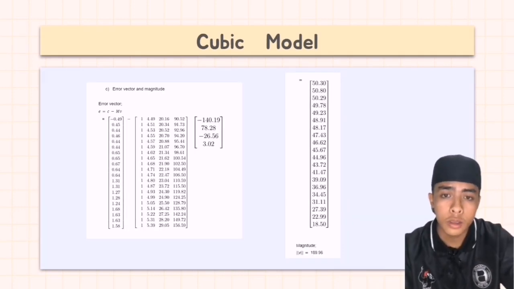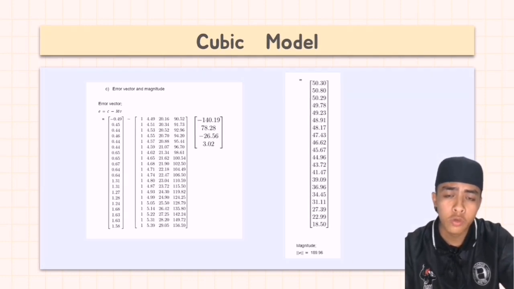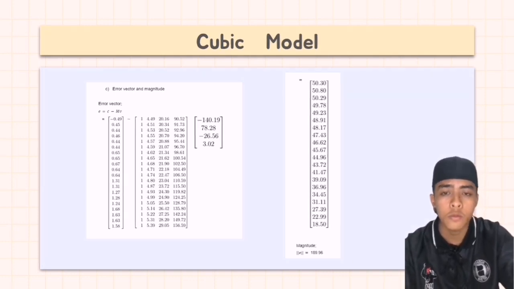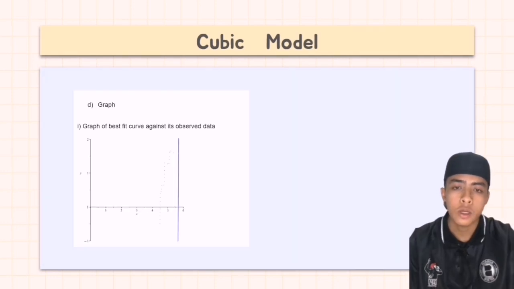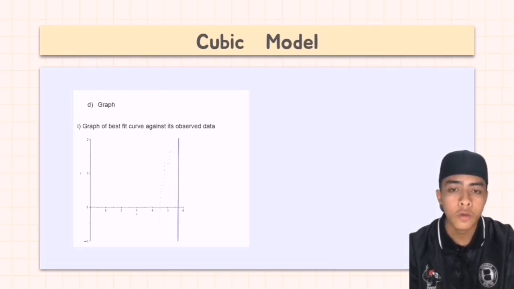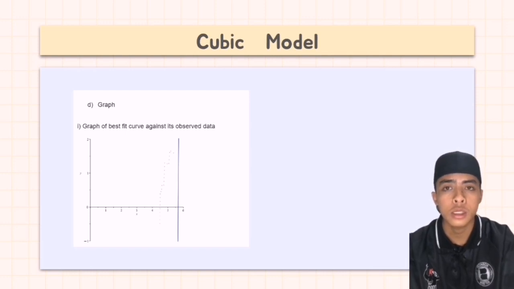Next, we need to find the error vector and the magnitude. To find the error vector, we use the formula E equals C minus MV. After we get the error vector, we need to find the magnitude. To find the magnitude, we square all the error vector components and total them. After that, we take the square root of the total, and then we get the magnitude, which is 189.96. Lastly, for the cubic model, we can find the graph of the best fit curve against its observed data. This is the graph for the cubic model.